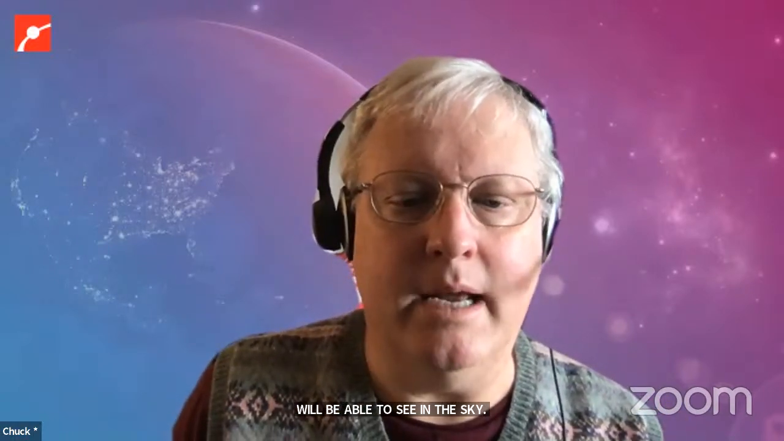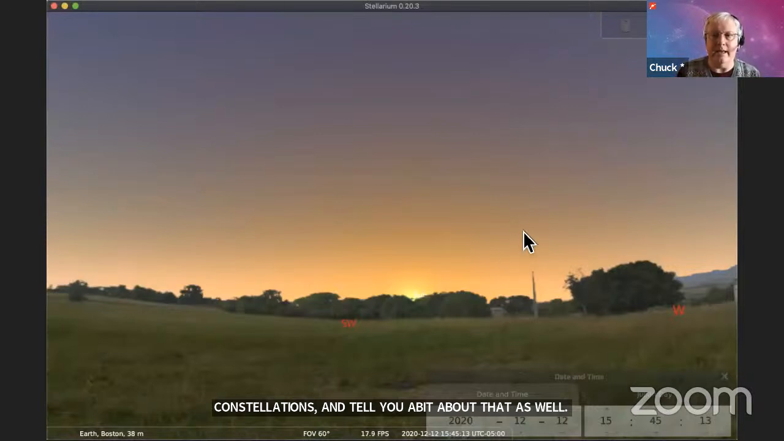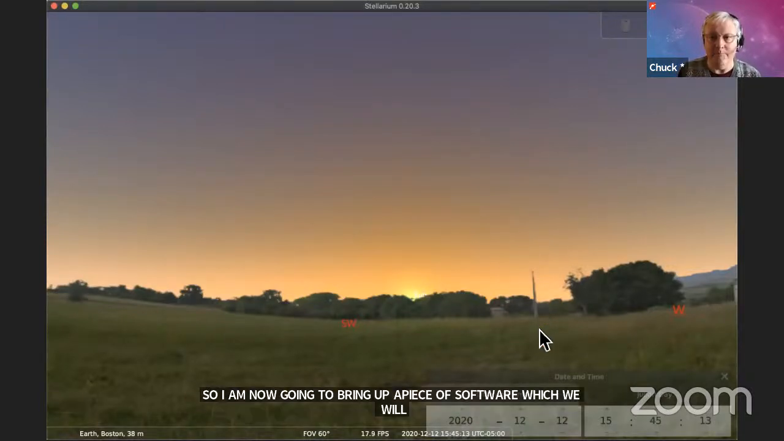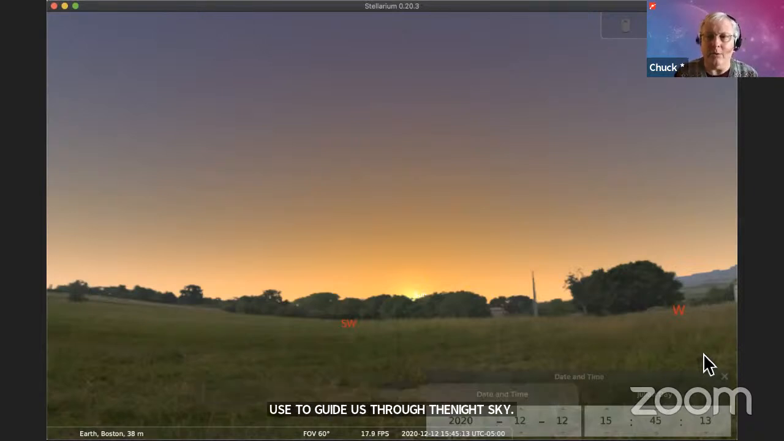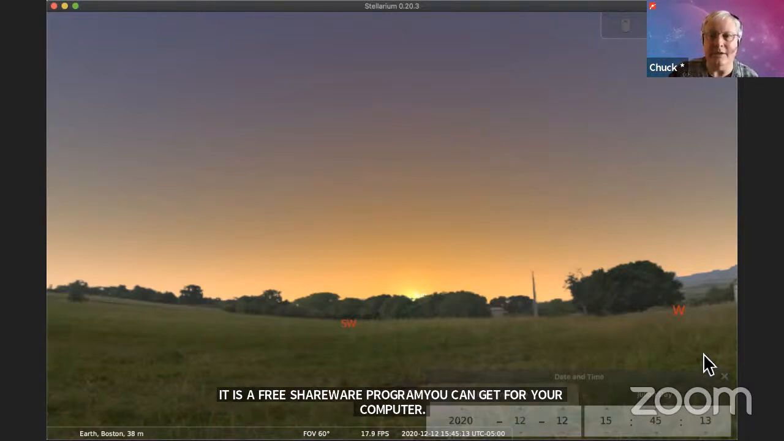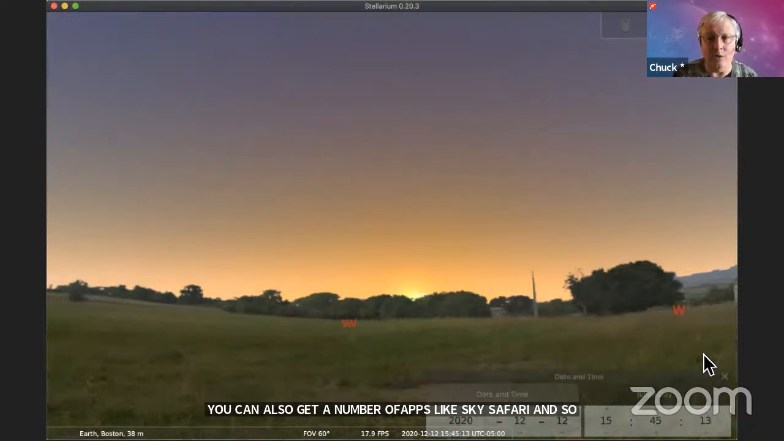So I am now going to bring up a piece of software which we'll use to guide us through the night sky. This is a piece of software called Stellarium. It is one of a number of freeware or shareware programs that you can get for your computer. You can also get a number of apps such as Sky Safari and so forth, that actually are desktop planetarium programs that can simulate on your screen what it's like to be under the real night sky or in a planetarium.